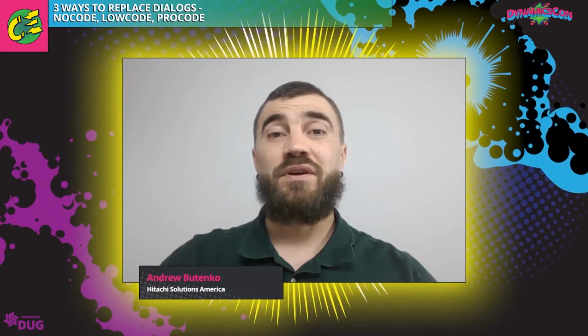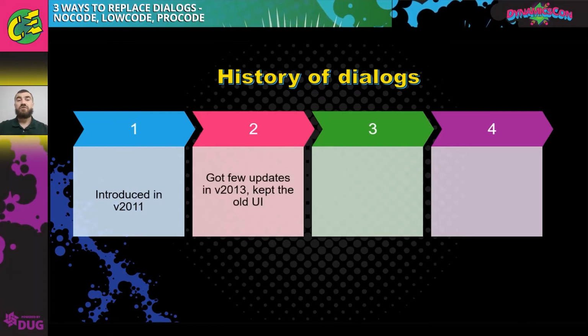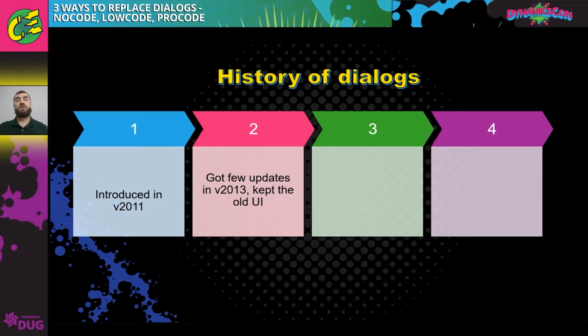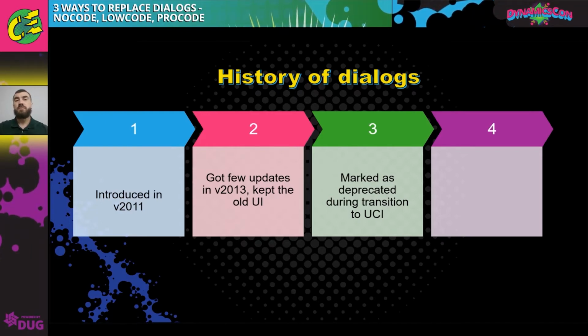Let's talk a bit about the history of Dialogs. Dialogs were introduced as a part of version 2011 and were released 10 years ago. In the next version, 2013, Dialogs got a few updates, but did not inherit the changed UI of the system itself. With the transition to the UCI, Dialogs got a deprecation mark. And what does it mean? It doesn't mean that Dialogs won't work anymore, but it means they won't get any updates.